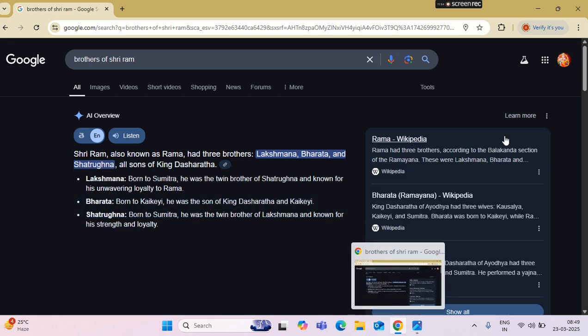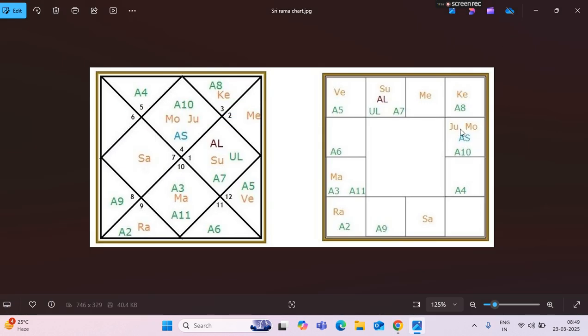Okay. So here Lakshmana is the incarnation of Vasuki. You understood? Lakshmana was the incarnation of Vasuki, which is nothing but Rahu. So here you see Rahu sitting in the sixth house with A2, the immediate family. Rahu is getting debilitated over here, and Ketu is getting debilitated over here. So both these planets are getting debilitated.